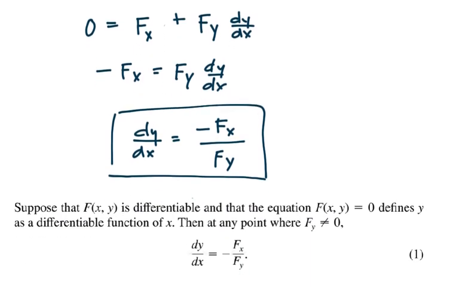So writing this a little more formally, suppose f is a function of x and y. If that equation, that function equal to 0, defines y as a differentiable function of x, then as long as the partial of the function with respect to y, that denominator, is not 0, we can define the implicit derivative in this manner. All right, so let's look at an example.